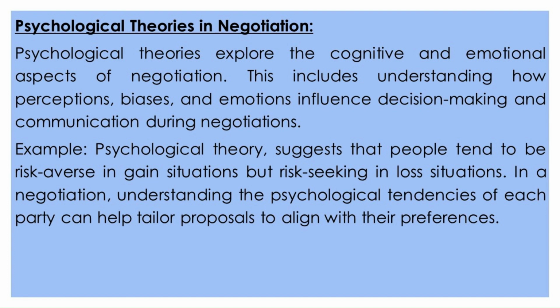Psychological theories in negotiation. Psychological theories explore the cognitive and emotional aspects of negotiation. This includes understanding how perceptions, biases, and emotions influence decision-making and communication during negotiations. Example: psychological theory suggests that people tend to be risk-averse in gain situations but risk-seeking in loss situations. In a negotiation, understanding the psychological tendencies of each party can help tailor proposals to align with their preferences.